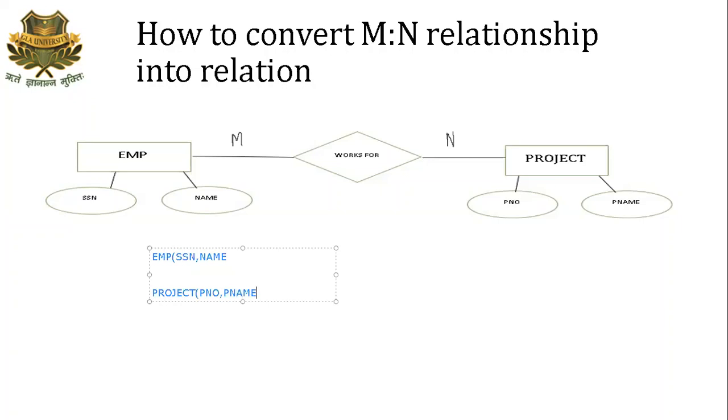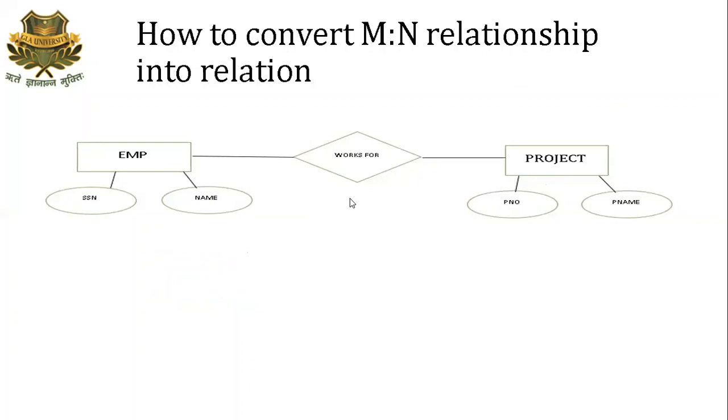Now again the same question arises: on which side should we add the key attribute of one relation? Like in EMP, the social security number, and here the P number. Can we add the P number over here, or can we add the social security number on this side? This question arises in our mind, and it is clear from the example that I'm going to discuss.